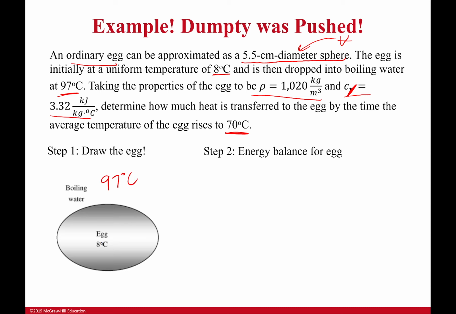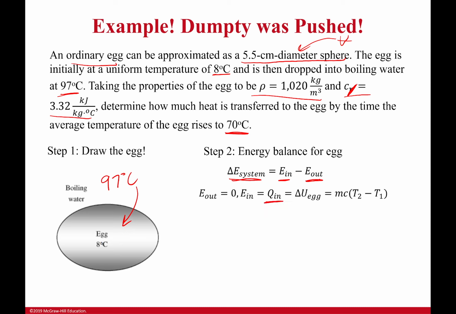Now we have to do an energy balance for the egg. So the change in energy in my system is going to be equal to the energy in minus the energy out. Since it's hotter on the outside than the inside, I'm just going to have energy going in to my egg. So my energy out is going to be equal to 0. My energy in is going to be equal to the heat in. And the heat in is going to be equal to the change in energy of my system, which is the change in the internal energy of the egg, which comes out to be my mass times my specific heat times the change in temperature. Okay, I have a specific heat, I have a change in temperature, I don't have a mass. So I need to calculate that.